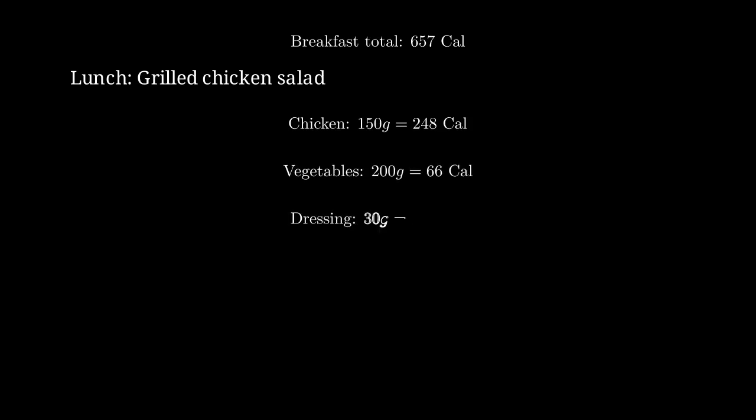Lunch: 150 grams of grilled chicken breast, 200 grams of mixed vegetables, 30 grams of olive oil dressing. Chicken: 150 grams equals 248 calories. Vegetables: 200 grams equals 66 calories. Dressing: 30 grams equals 270 calories. Notice how the dressing has more calories than the chicken. Lunch total: 584 calories. Dinner: 180 grams of salmon, 150 grams of cooked quinoa, 200 grams of broccoli, 10 grams of butter.